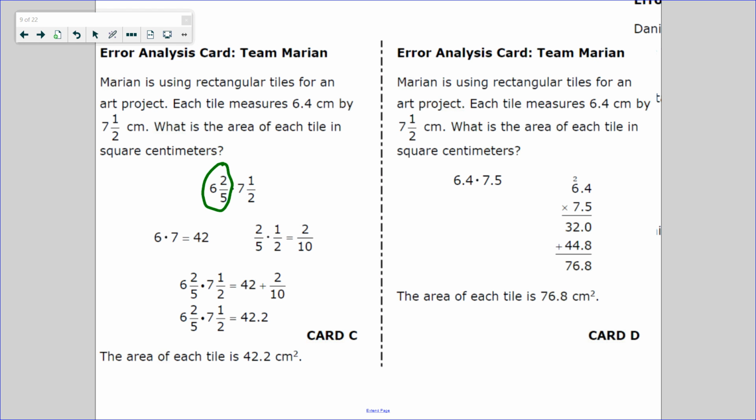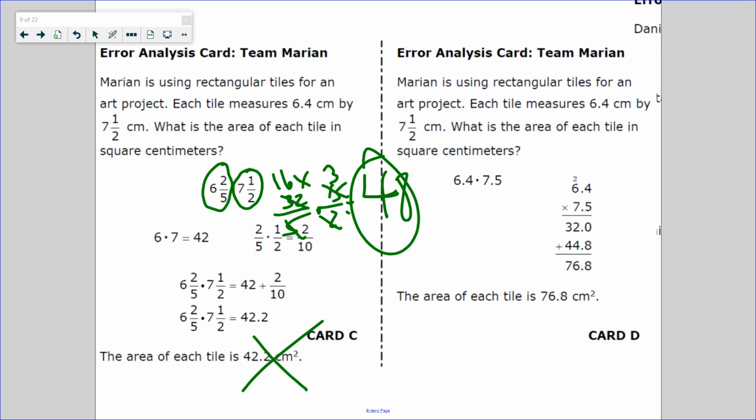This is a mixed number. You've got to turn it into an improper fraction. 6 times 5 is 30 plus 2 is 32 fifths, times, and what is this improper? 7 times 2 is 14 plus 1 is 15 halves. So if you do 32 times 15, I have no idea what it is, but I'm going to do more of a shortcut to save myself time here. What's 15 divided by 3? What's 32 divided by 2? 16. 16 times 3 is 48 is the answer.